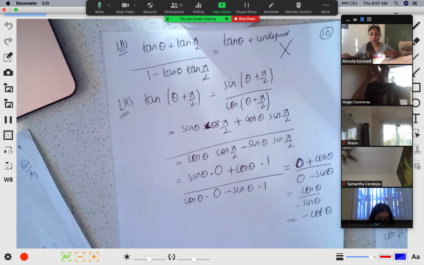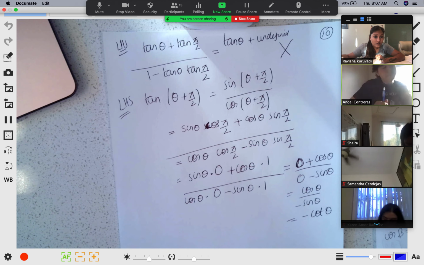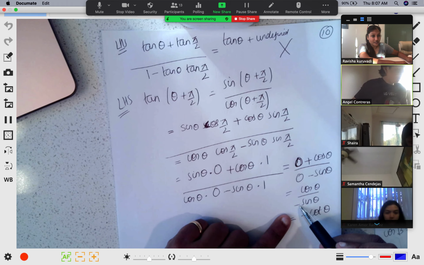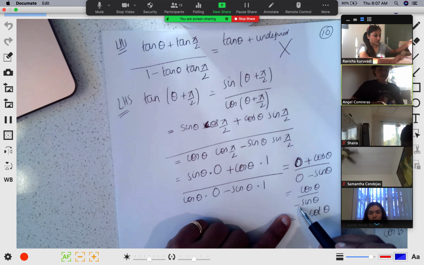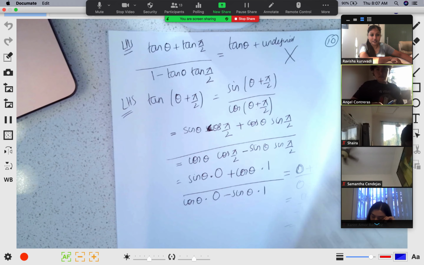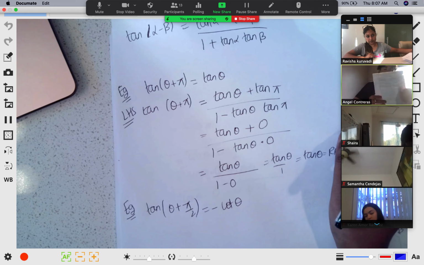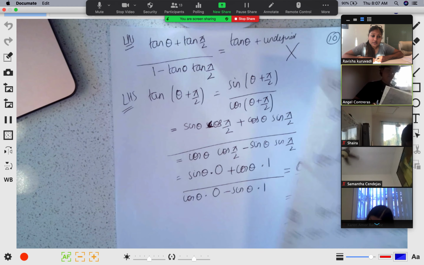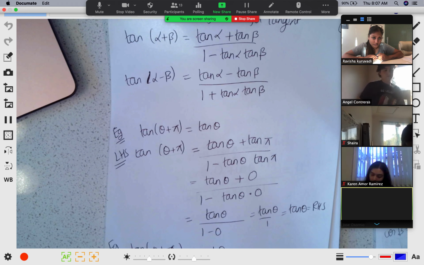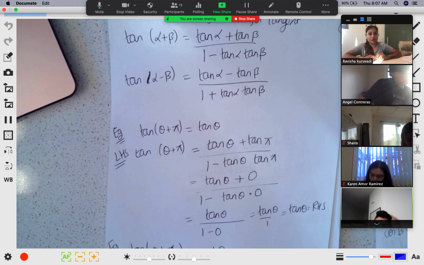Okay. Any other questions, anyone? Why is it negative cotangent? There was a negative in the bottom. See, negative sine theta. Oh, okay. It was negative cotangent. Yeah, you forgot the negative sign. Any other questions, anyone? Are you going to upload your notes today? Yes, I will upload. Thank you. Any other questions, anyone?